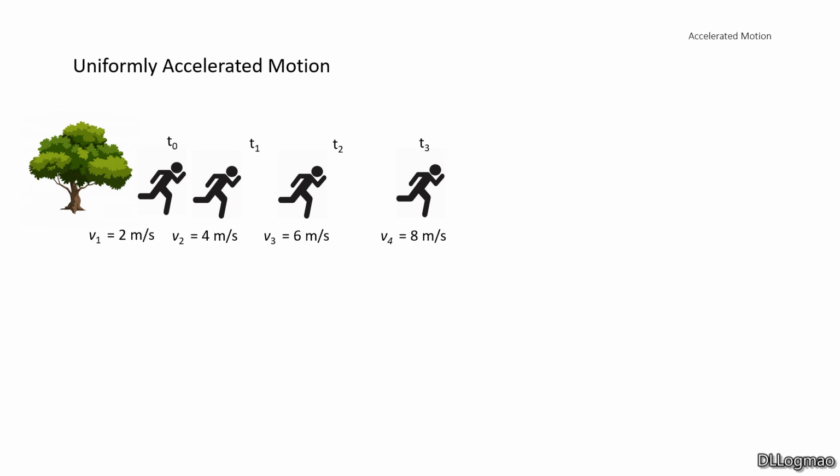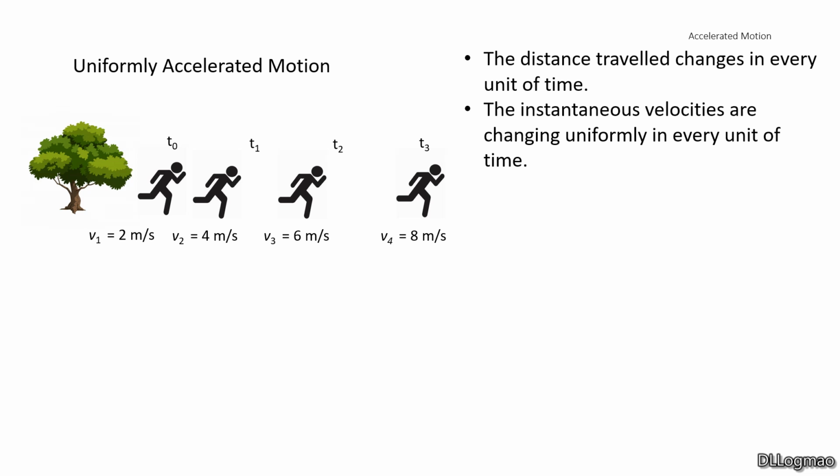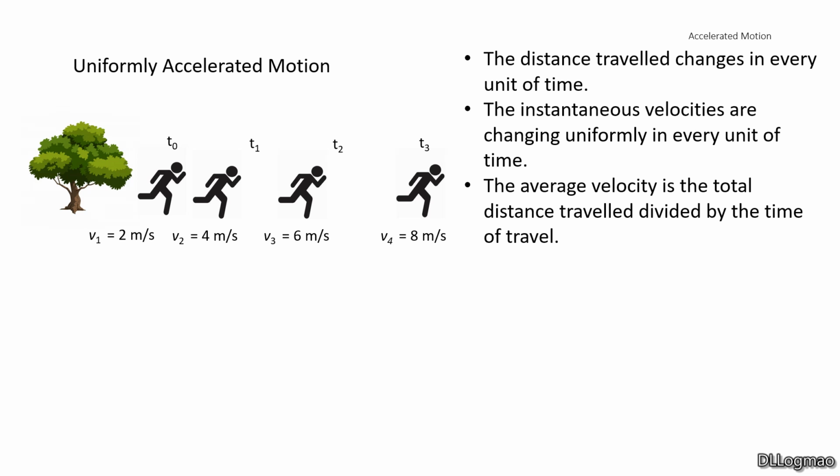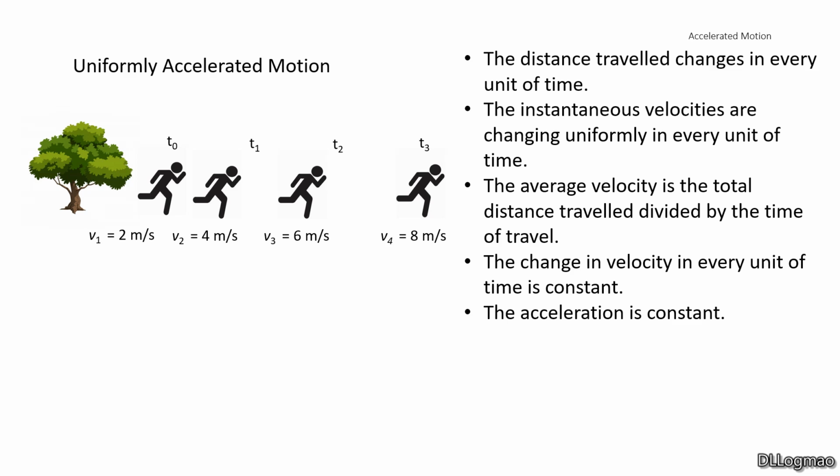The distance traveled changes, increasing or decreasing, in every unit of time. The instantaneous velocities are changing uniformly in every unit of time. The average velocity is the total distance traveled divided by the time of travel. The change in the velocity of the body in every unit of time is constant. The acceleration of the body is constant.